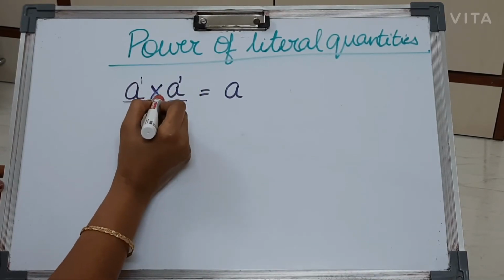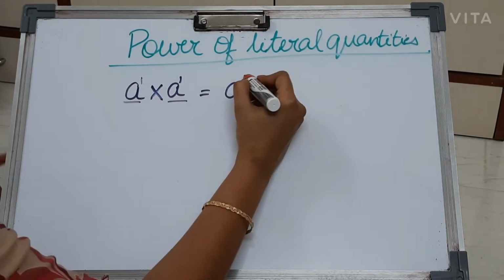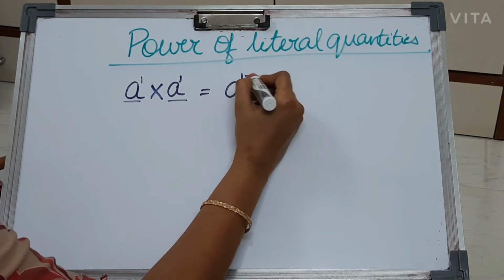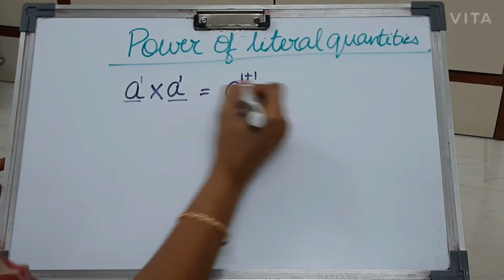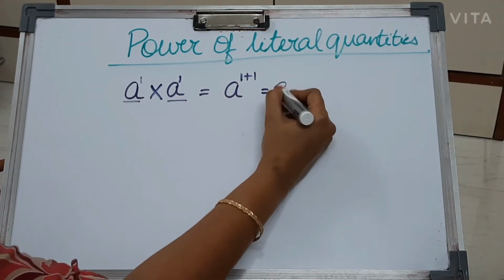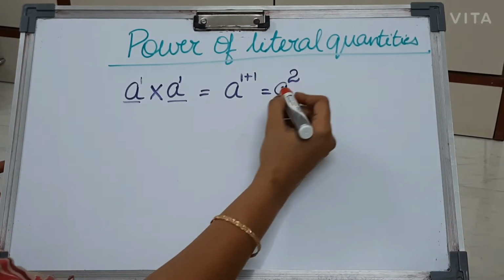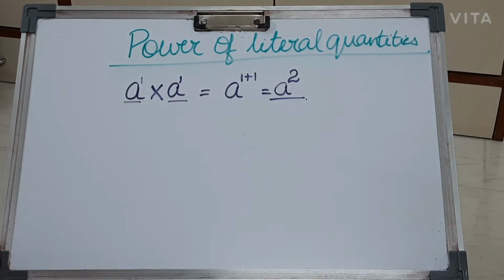Whenever there is a multiplication sign, we have to add the powers. These are called the powers. So 1 plus 1. Because the base is the same, we will write here a square. So this is what the power of a literal quantity is.